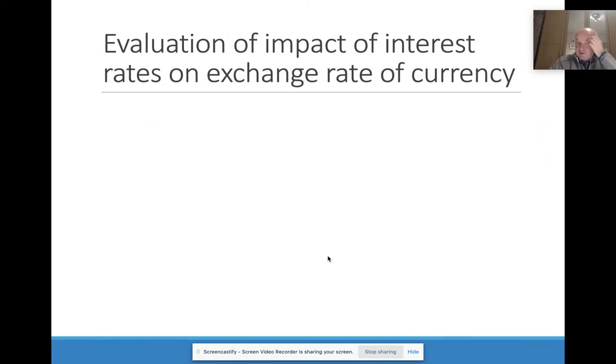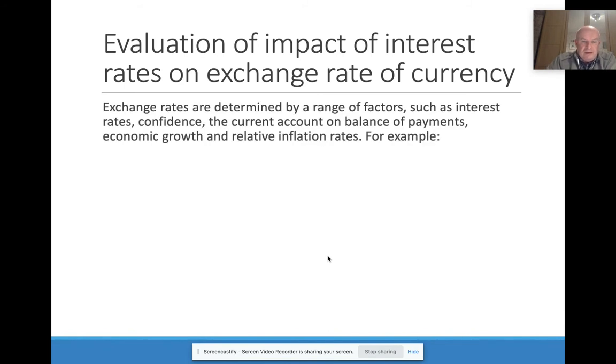So, looking at the impact of a change in interest rates on exchange rates of currency, there are a number of things to bear in mind. The exchange rate is determined by a number of factors. One could be interest rates, as we mentioned. Another could be confidence. Another could be the current account on the balance of payments, where we are with economic growth, and also relative inflation rates. So you've got lots of things that might affect the exchange rate of a currency.